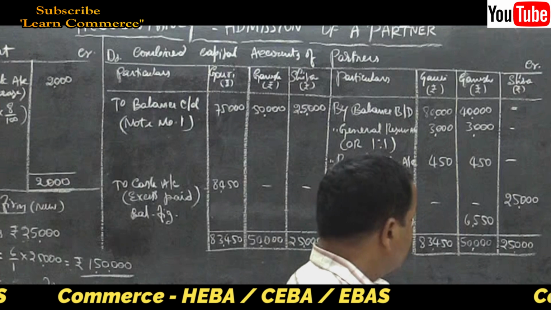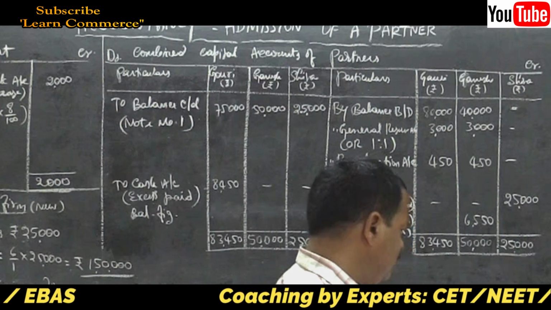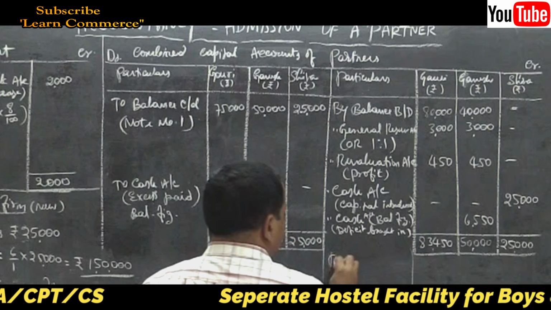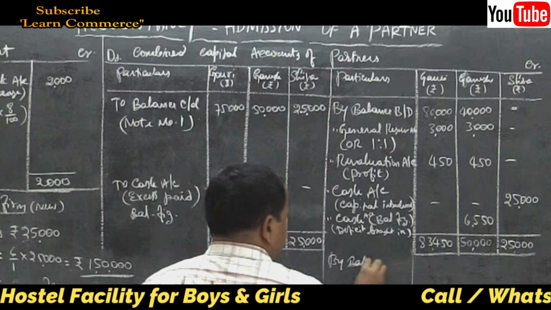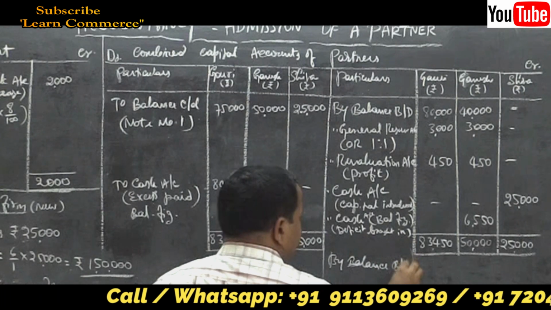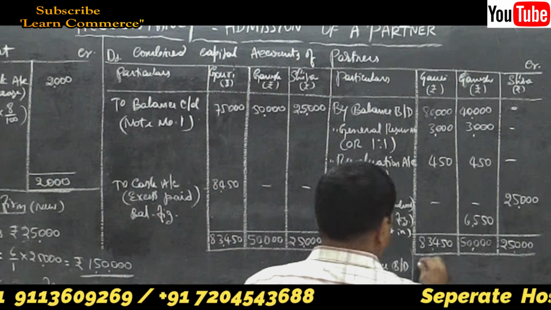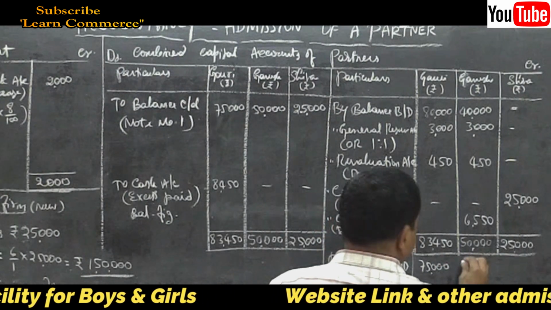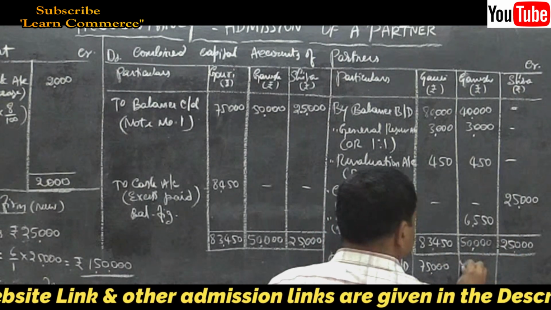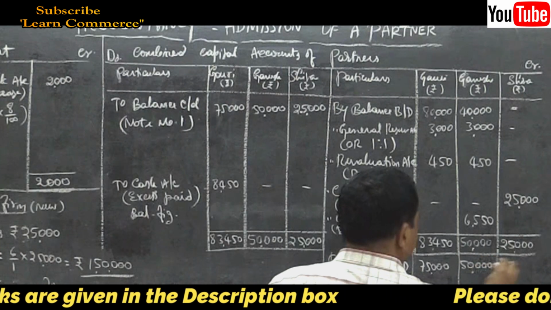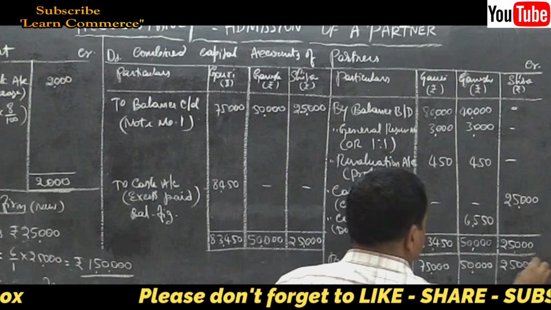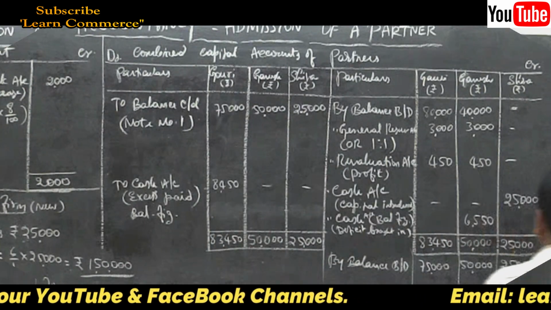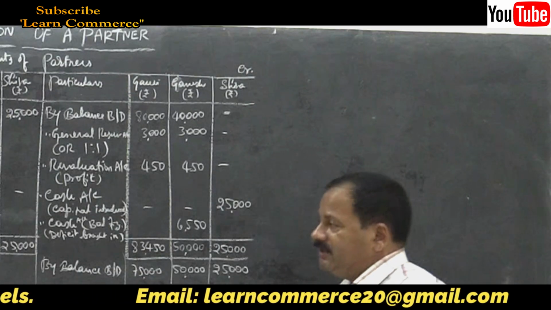Now, that's all. Bring down the balance. By balance brought down, how much? 75,000, 50,000 and 25,000. So this is what the capital account is.